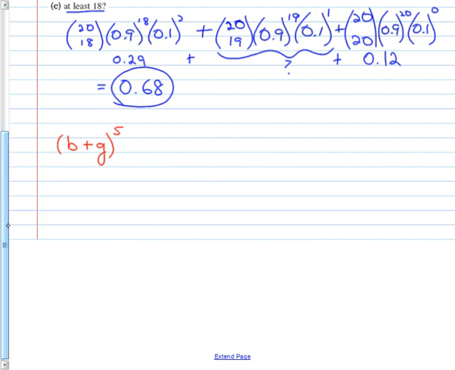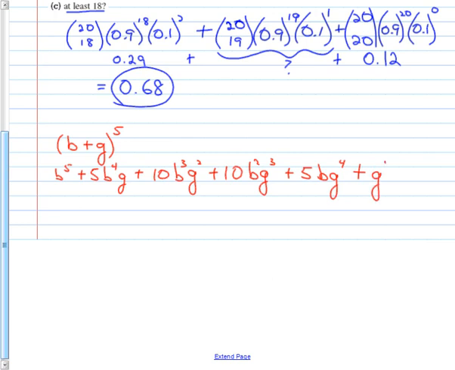If we wrote out the binomial expansion of this, b to the 5th plus 5b to the 4th g plus 10b cubed g squared plus, is it 15, the next one? Look on Pascal's triangle real quick. 15b squared g to the 3rd. Oh, it's 10. I added an extra 1 in there that I didn't need. 10 plus 5bg to the 4th plus 1g to the 5th.